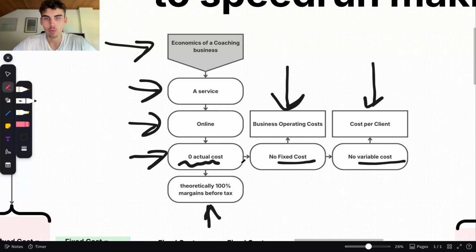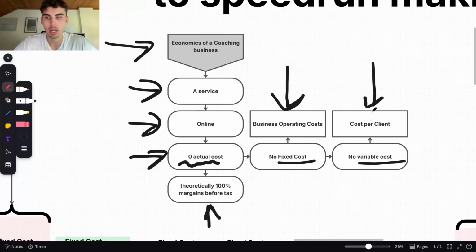Now to go back to a coaching business, why it has zero actual cost. If you look at the base of what online coaching is, the only thing you need to use is Google Meet or Zoom. So that's all free software. And then you have no business operating costs. You need to have an internet connection and a PC, but let's assume you already have that. So you don't have any cost that you need to constantly pay just to operate your business.